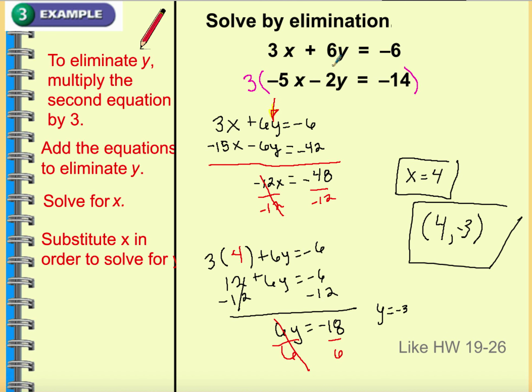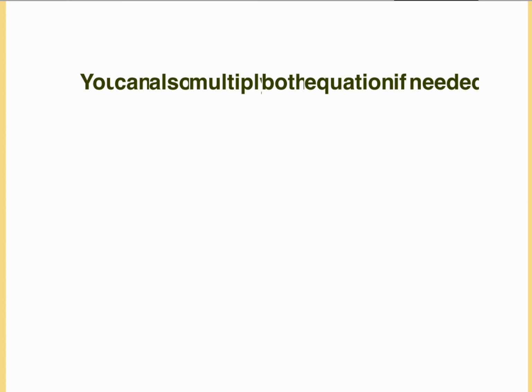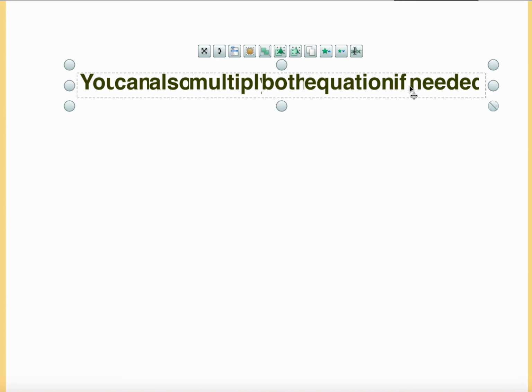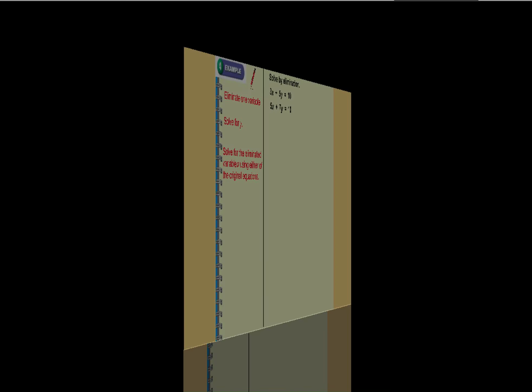So in this one, just to reiterate, I had to multiply one equation, the bottom one, by 3 so that I could get my y's to cancel out. But you don't always have to do it only to one equation. You can actually do this to 2 equations. So you could try that one on your own if you like. So let us try multiplying both equations.